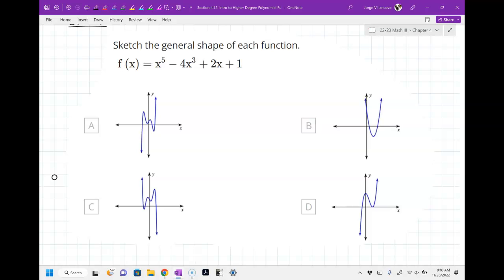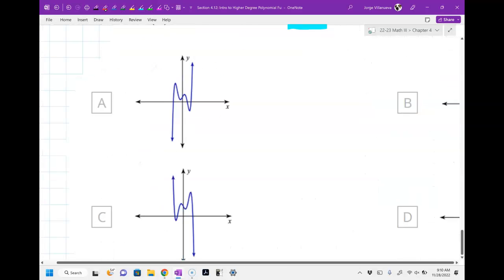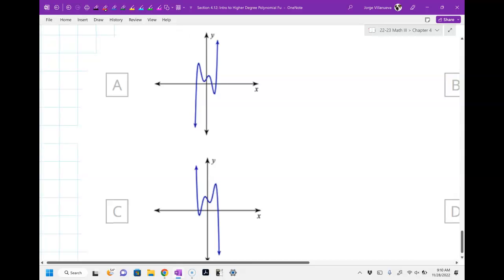Anybody remember? What's the y-intercept to this problem? The 1, right? This is my y-intercept. So what I'm going to do is look at my pictures and ask, which one looks like it's passing 1? And I know you're saying, well, they don't have any numbers. But look at A and C. Which one looks like it's passing 1?